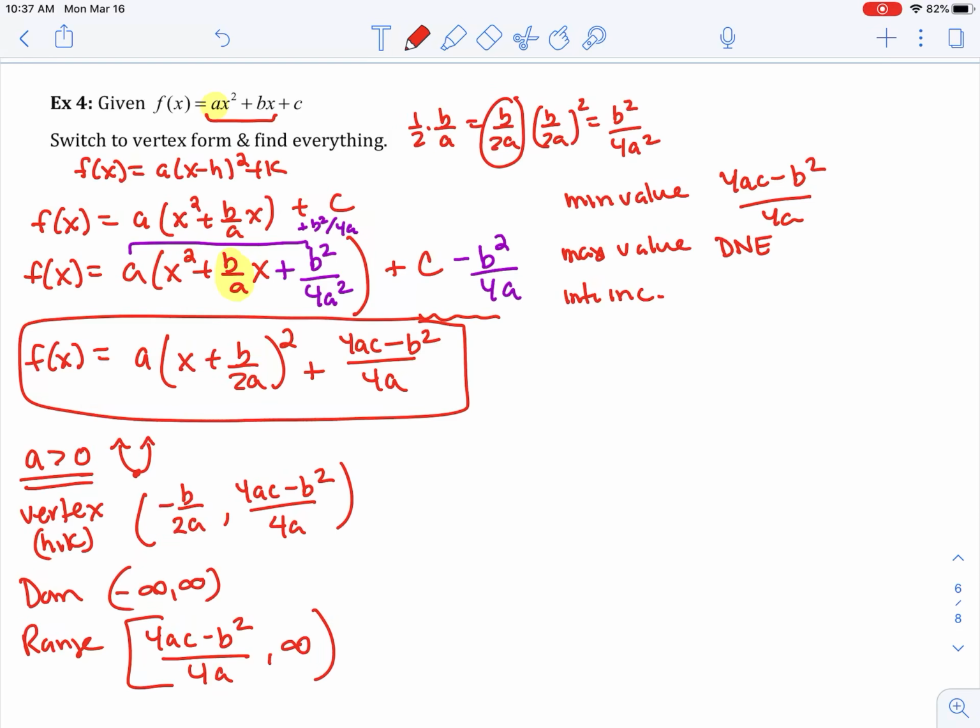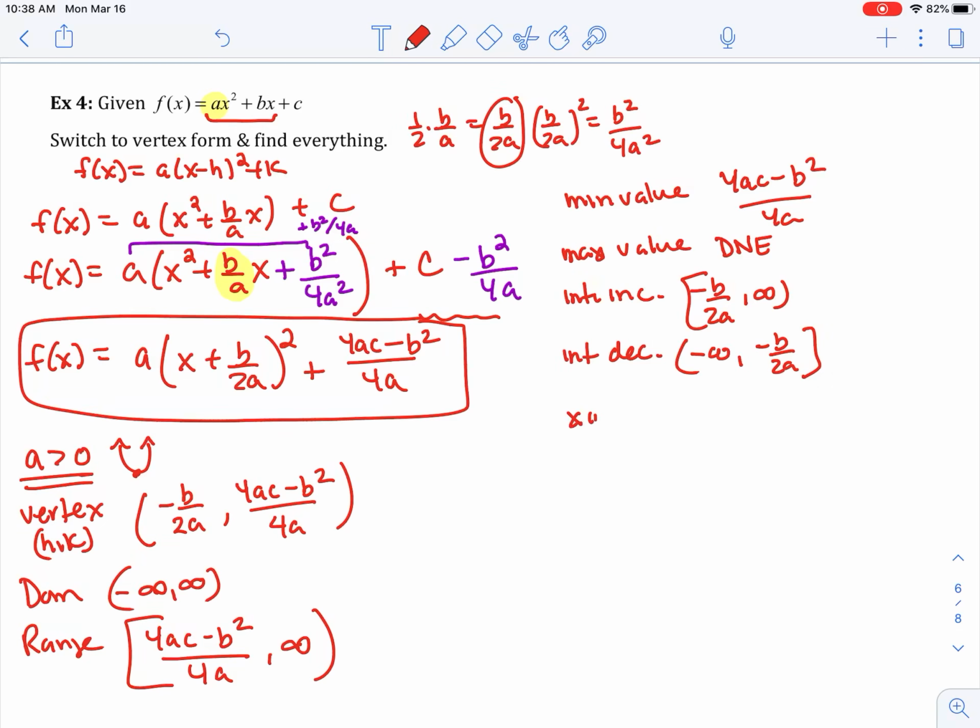Our interval increasing, well, where is the graph going up? Our y is getting larger as we move across the interval from negative b over 2a towards infinity. Our interval decreasing, our graph's going down, our y's are getting smaller as we move across the interval from negative infinity up to negative b over 2a. What else do we need?